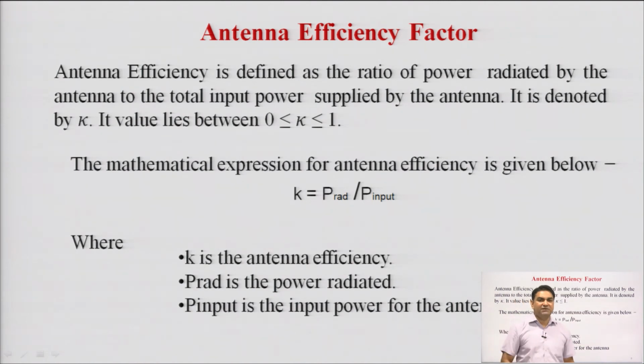This is the antenna efficiency factor, and the value of this efficiency factor must be between 0 and 1. It cannot be beyond unity, because the total radiated power cannot exceed the total input power. So, the mathematical expression of antenna efficiency is given as K equals total power radiated upon total power input.